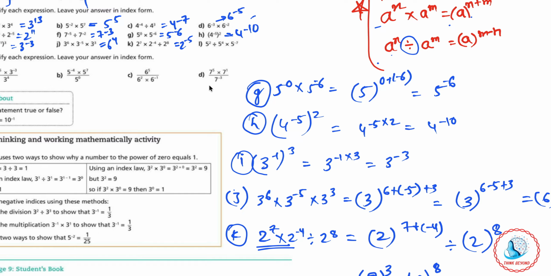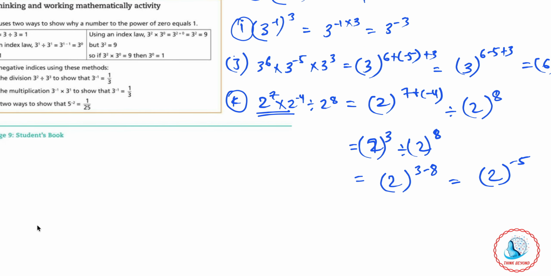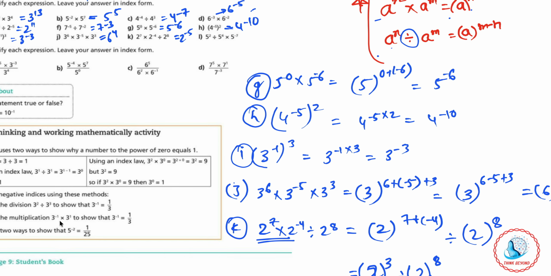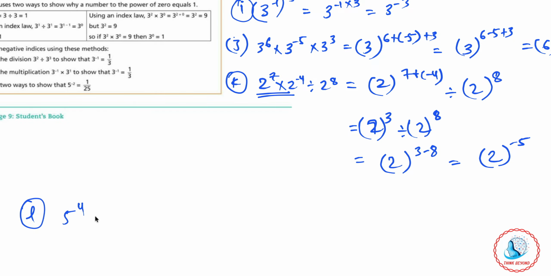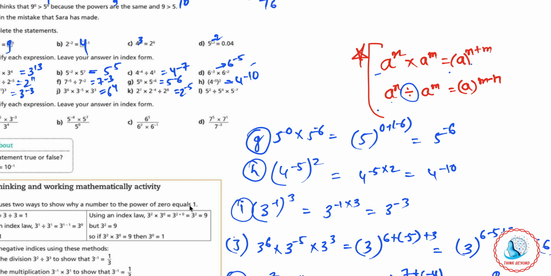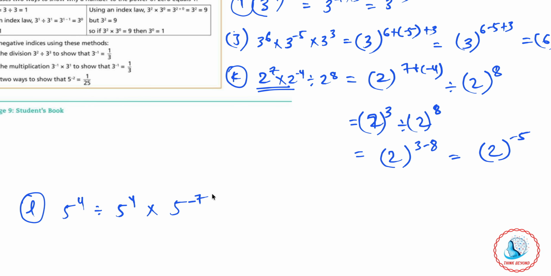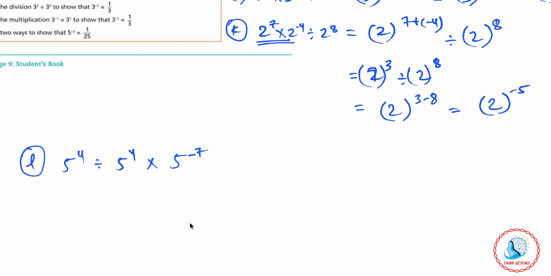Now question number L. Question number L says 5 squared divided by 5 raised to power 4 divided by 5 raised to power minus 7 multiplied by 5 raised to power minus 7. Let's solve this one first.